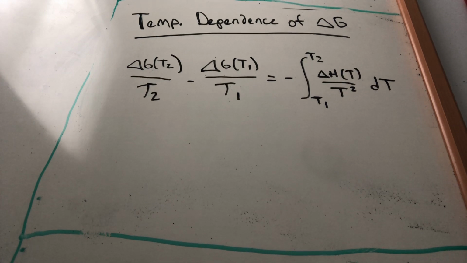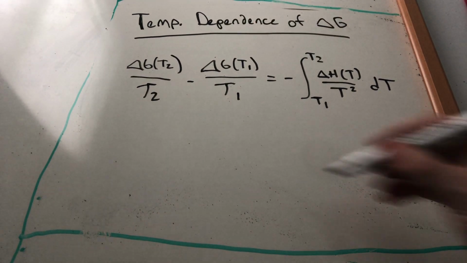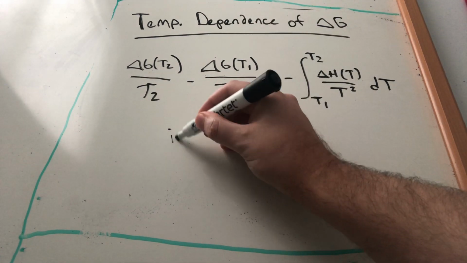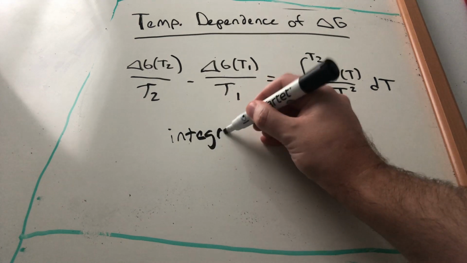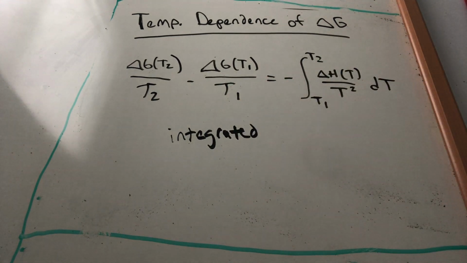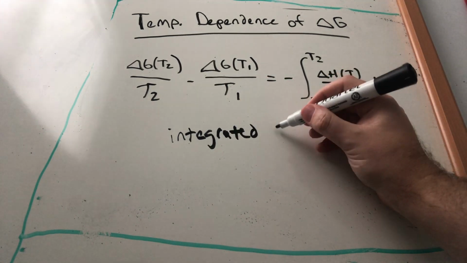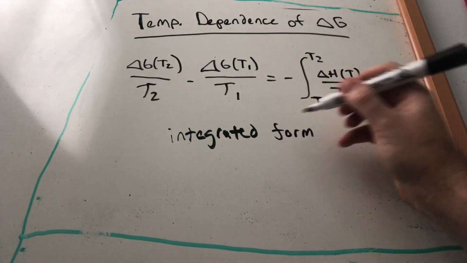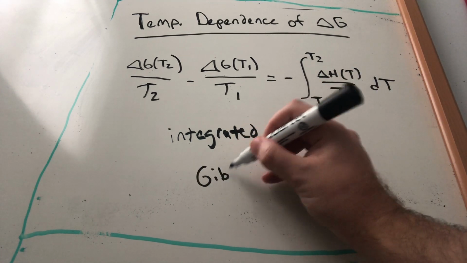Now, unfortunately, we're not going to be going over the full derivation of this important equation, but this is the integrated form. So we're just going to go over it, and you're going to trust me in terms of where it came from. It's the integrated form of the Gibbs-Helmholtz equation.